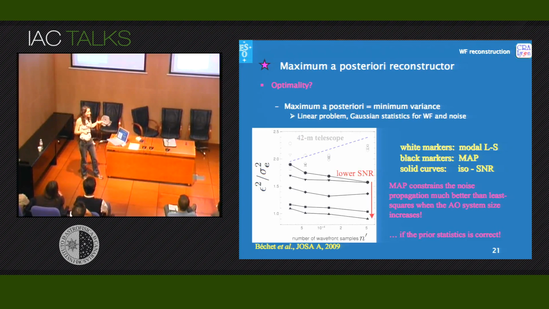I'll try to explain why this reconstruction is optimal for the special case of the extremely large telescope. It's because when you simulate the wavefront error, the wavefront reconstruction error, well, here it is normalized by the wavefront perturbations you have at the beginning coming from turbulence.